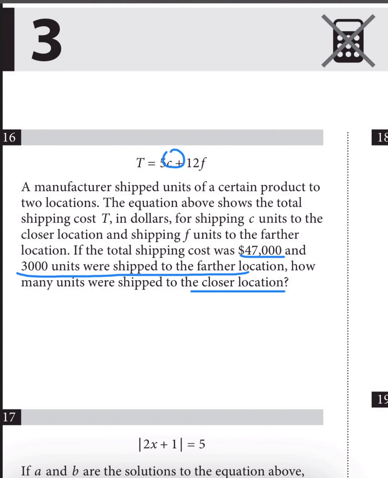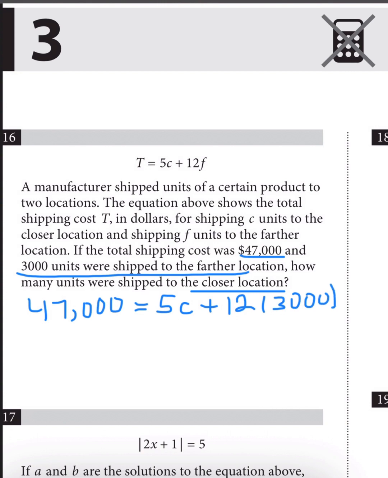Okay, so let's fill in what we already know. That's the total cost, 4700. And then 5C, we do not know what C is. And then we know for the farther unit, it's 3,000. So 4700 equals 5C plus 3,600. Subtract from both sides.